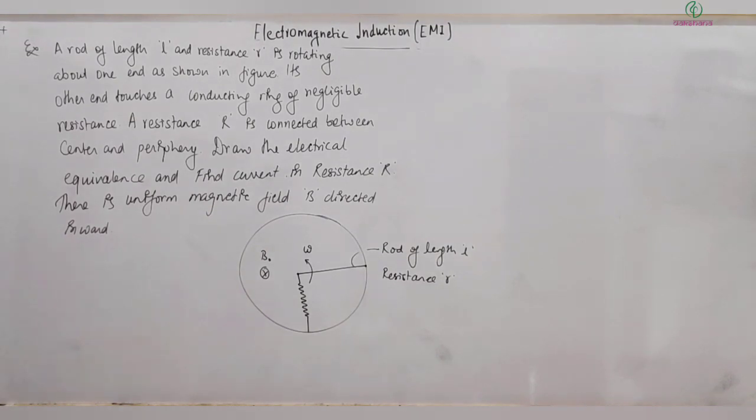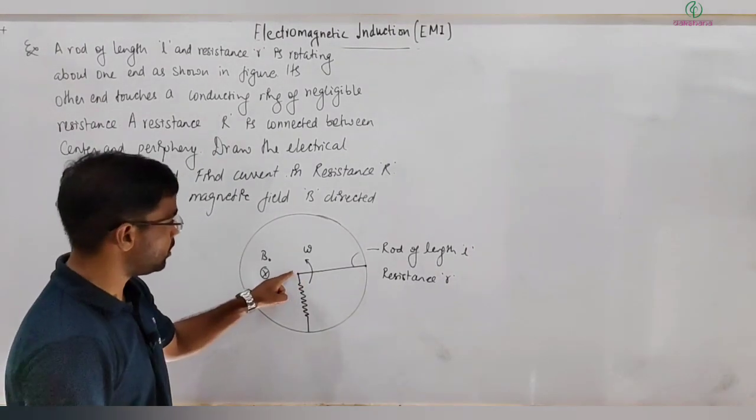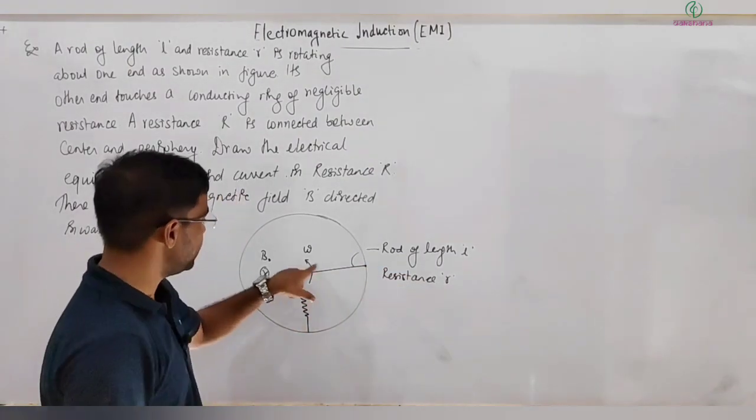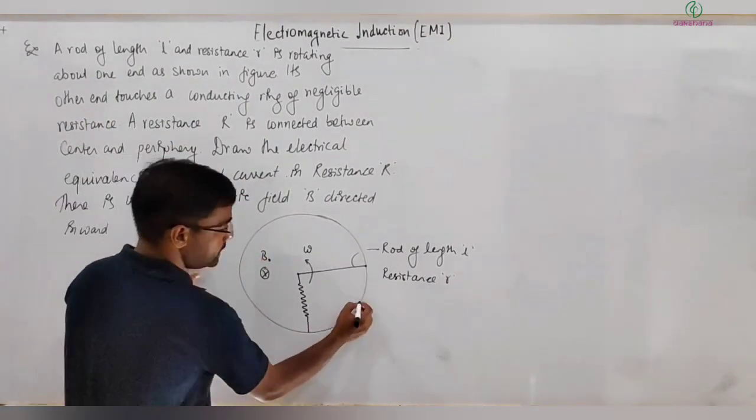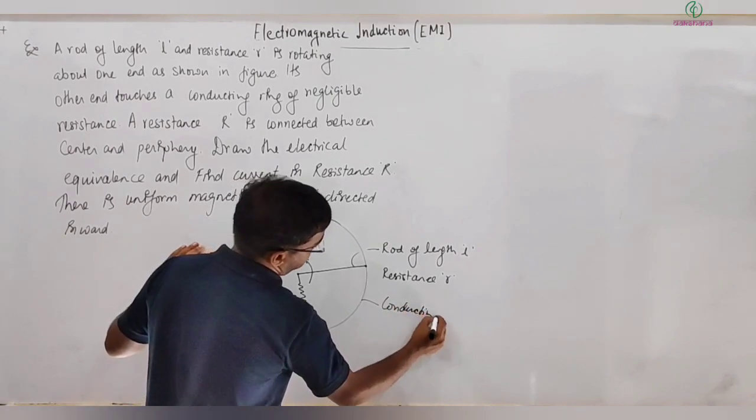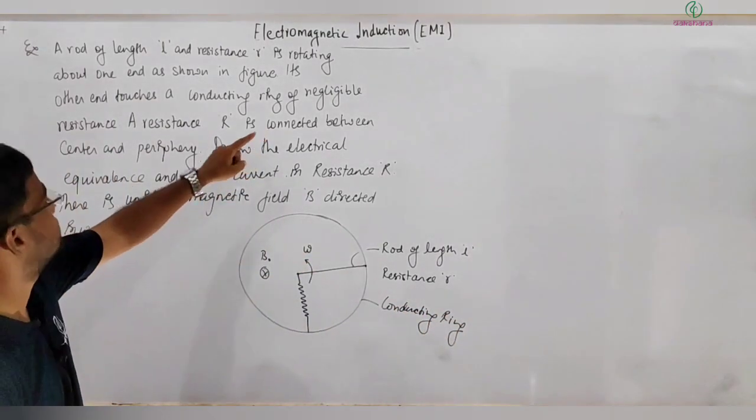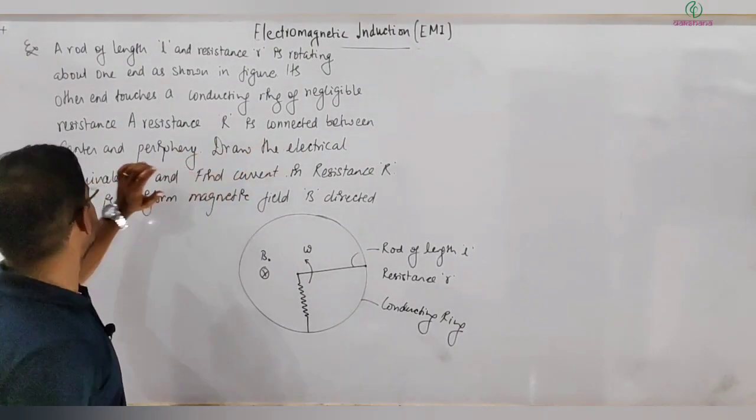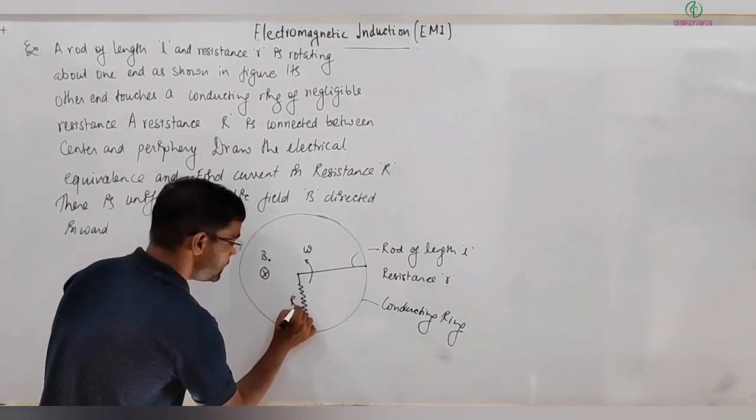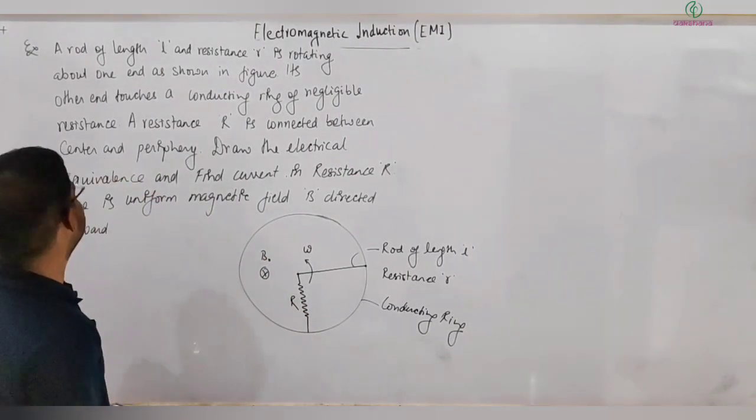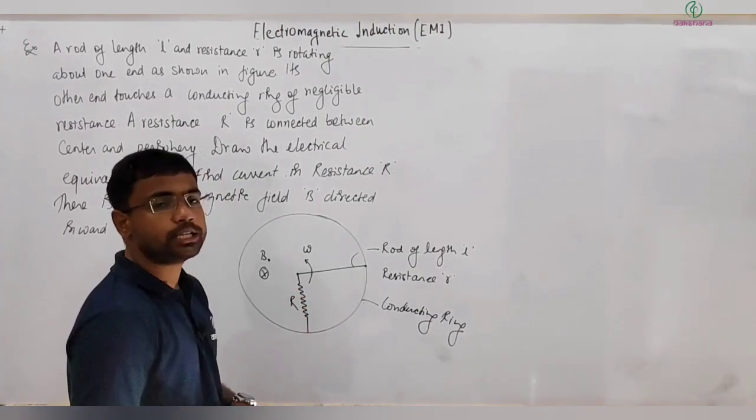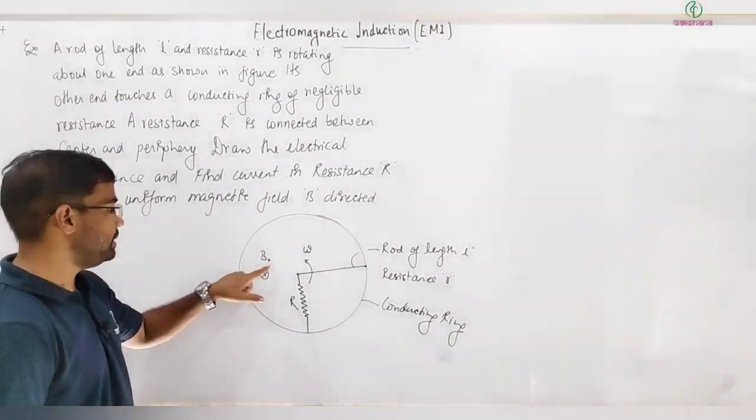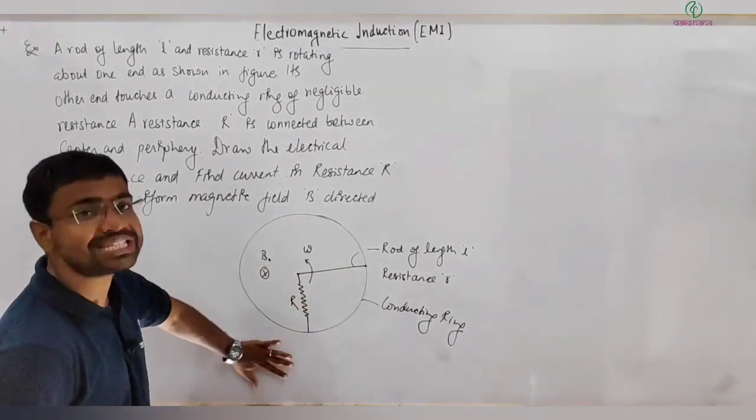Let's see some more cases here. Okay, so let's see the next problem. That is a rod of length L, resistance is small r, rotating about one end as so. So this is a rod of length L and resistance r, rotating about this end with angular speed omega, and its other end touches a conducting ring of negligible resistance. A resistance capital R is connected between center and periphery like this. Draw the electrical equivalence and find the current in the resistance R, and there exists a uniform magnetic field B naught directed inward like this. So this is the problem given.